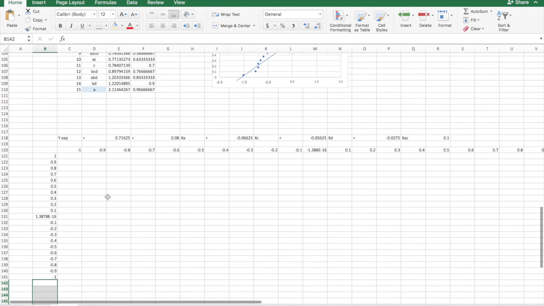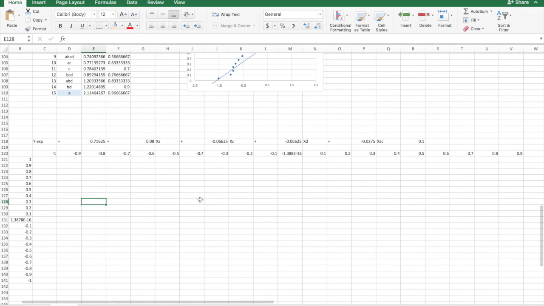Now what we're going to do, since AC showed to be a valuable interaction, we're going to plot the contour plot of A against C. For a contour plot, we have to plot it against two variables, and since AC has a significant interaction, we are going to plot as an example the contour plot of A against C.